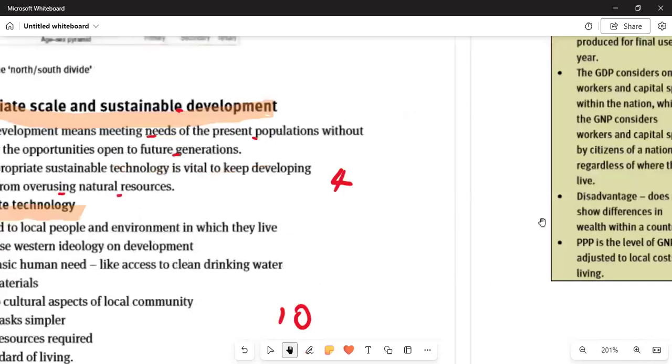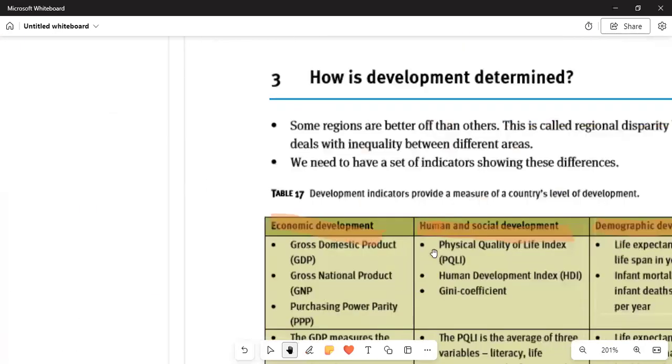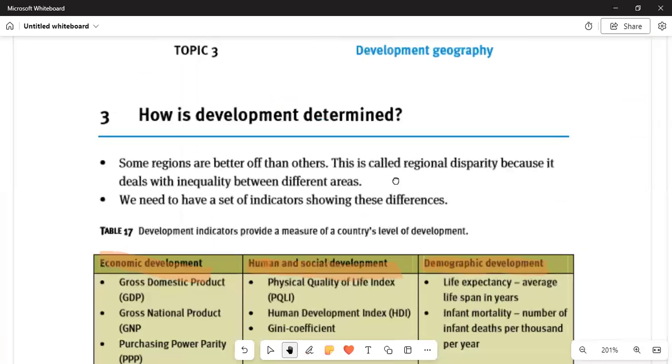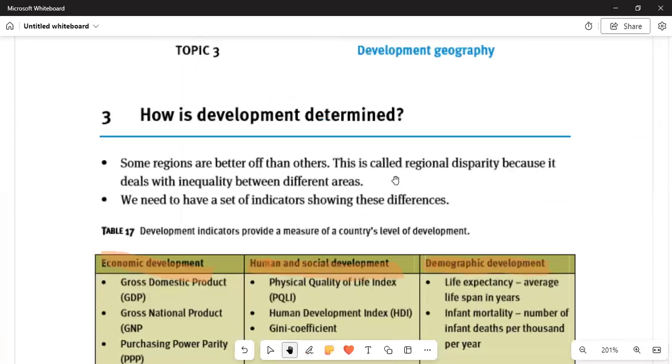Okay. And then let us understand that we also need to move on to how development is determined. So we are saying that some regions are better off than others. This is called regional disparity because it deals with inequality between different areas. So we need to have a set of indicators showing these particular differences.